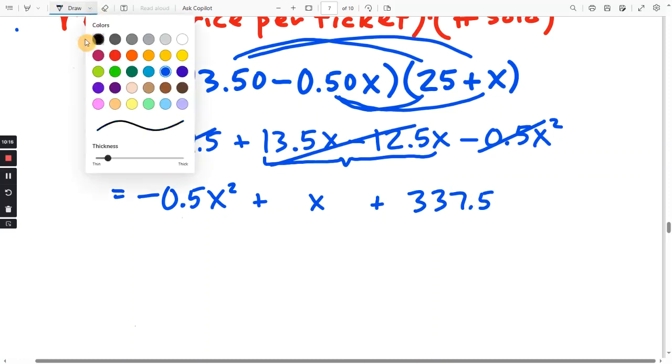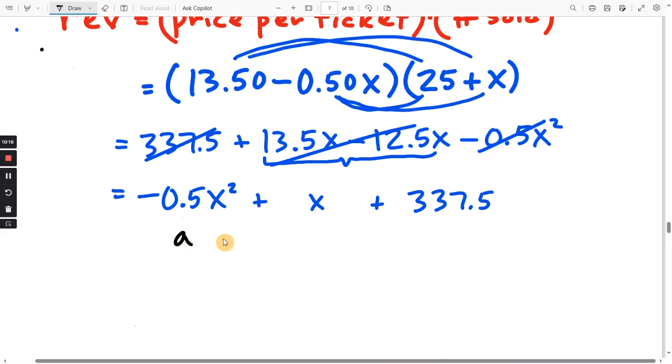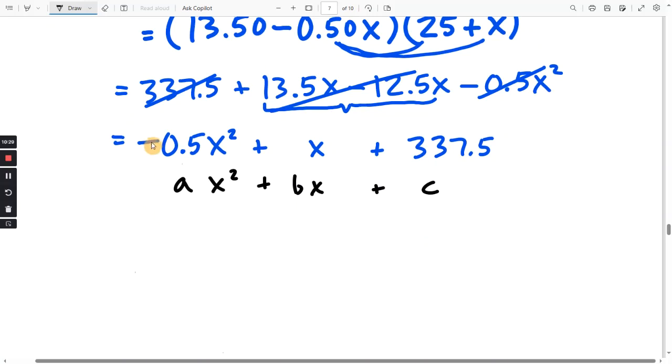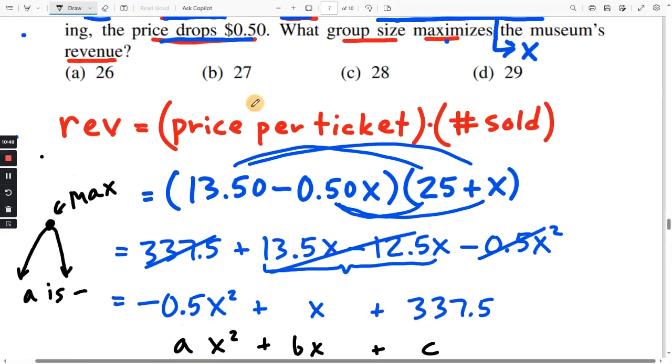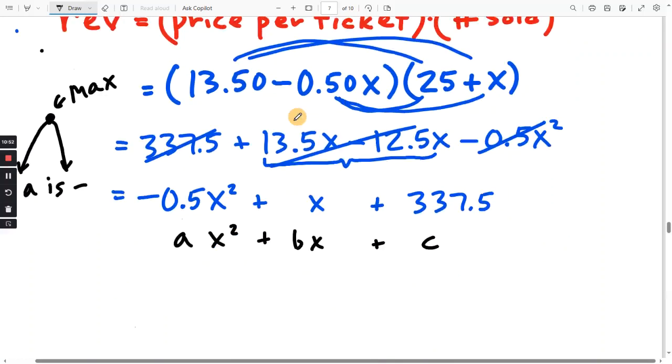All right, and as you can see, this equation is in the form of ax squared plus bx plus c. And we can see a is negative. That means we have a parabola that opens down because a is negative, right? You can see that right here. That means if we find the vertex, that's going to be a max. All right, and that's what we wanted. They asked us what group size maximizes.